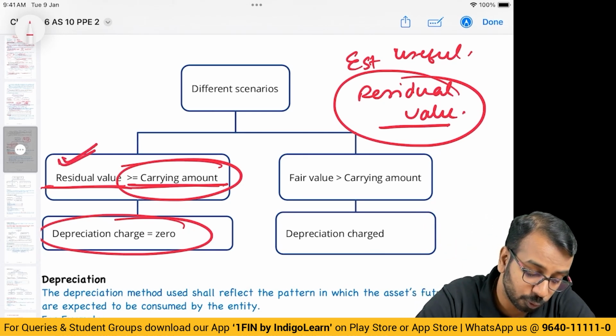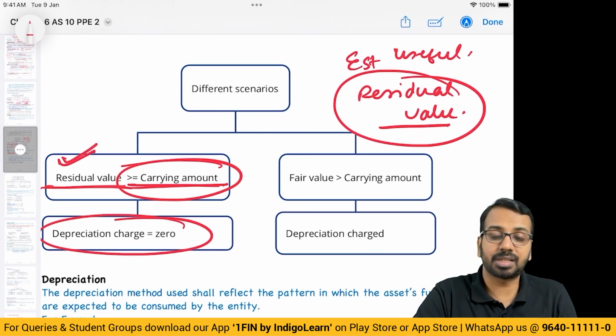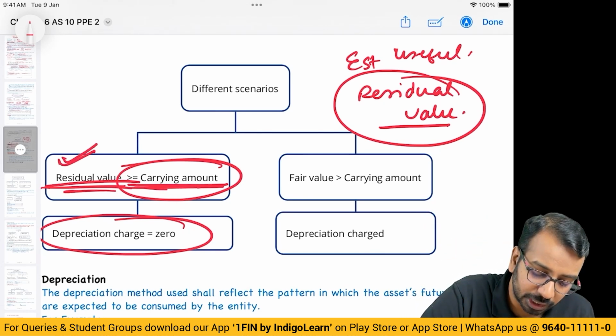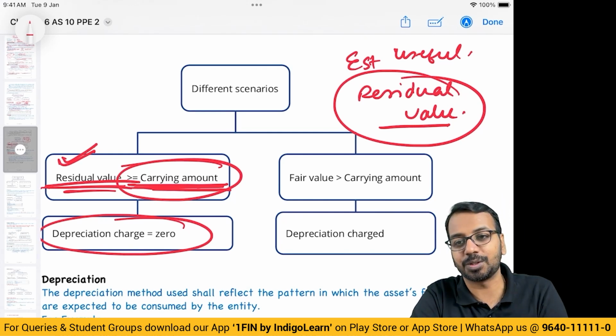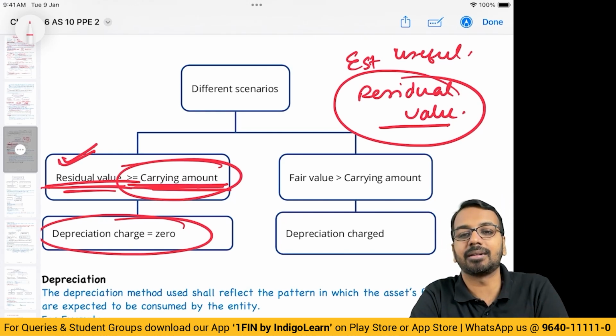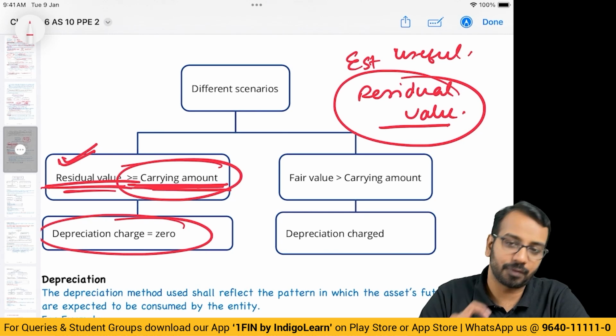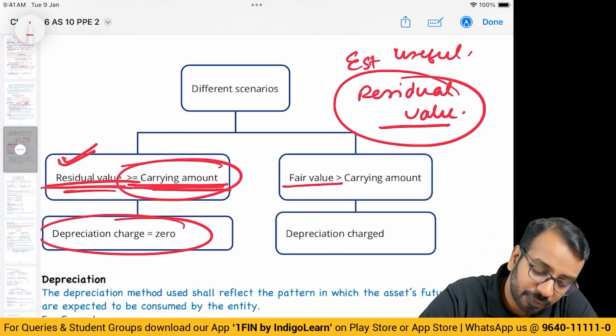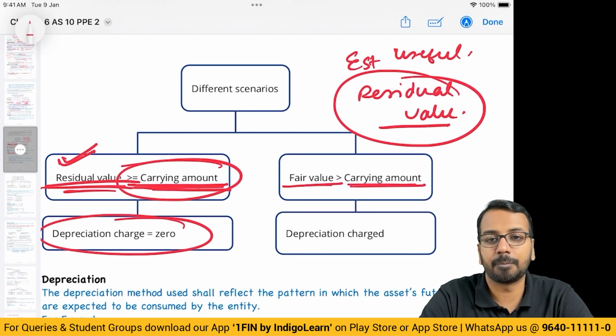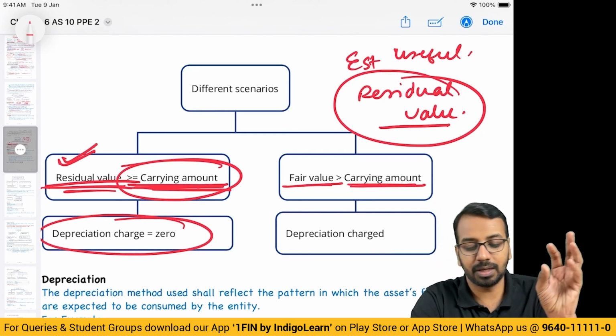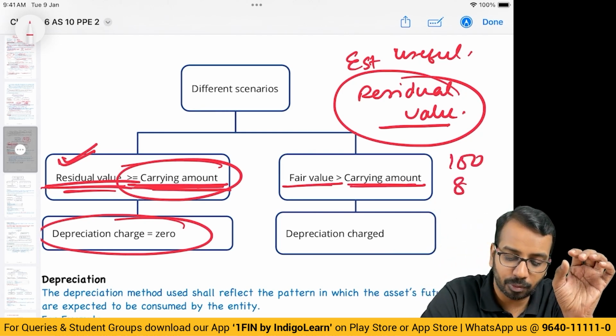So this is one thing you have to keep in mind. You will not charge depreciation if the residual value is greater than the carrying amount. That is the first thing. Second thing is, if the fair value is greater than the carrying amount, meaning in the market the fair value is 100, my carrying amount is 80.